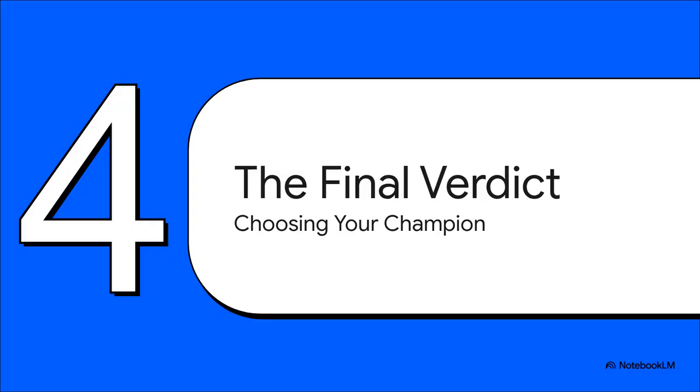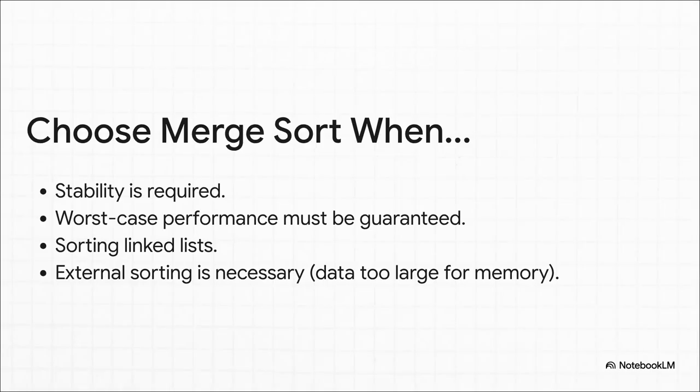So after all that, who wins? Which one do you choose? Well, the truth is, there is no single best algorithm. The real champion depends entirely on the specific problem that you're trying to solve. You're going to pick MergeSort when stability is a must-have, or when a worst-case slowdown is completely unacceptable, like in a real-time system. It's also the clear winner for things like linked lists, where you can't just jump around in memory, and for sorting datasets so massive they don't even fit in RAM.